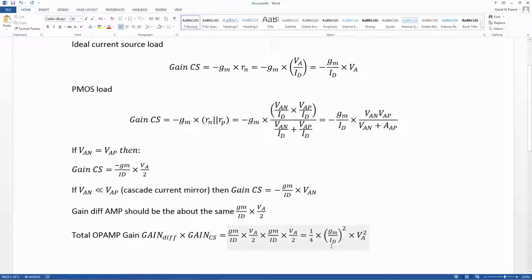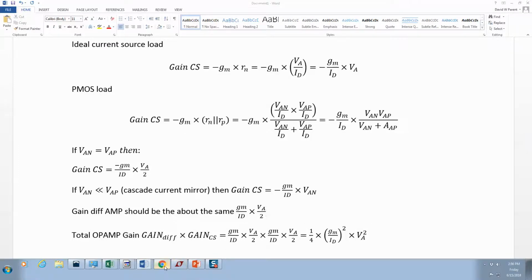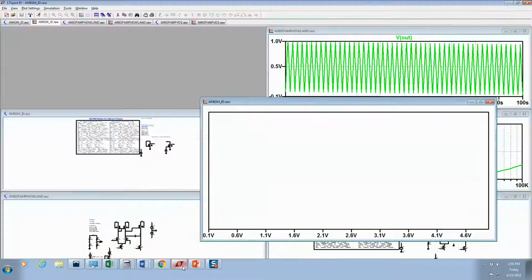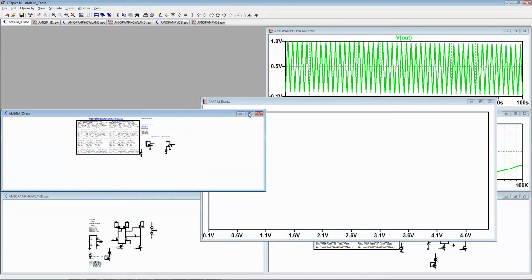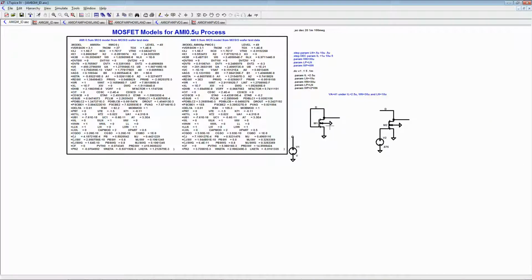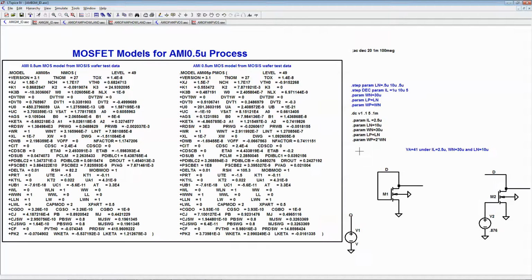Now, it turns out that this VA isn't a constant, but it depends on the bias current quite a bit. So let's just go back and review a few things. So I want to do the gm over ID technique, so I diode connect this MOSFET. I'm going to sweep this voltage from 0.1 to 5 and measure the current.